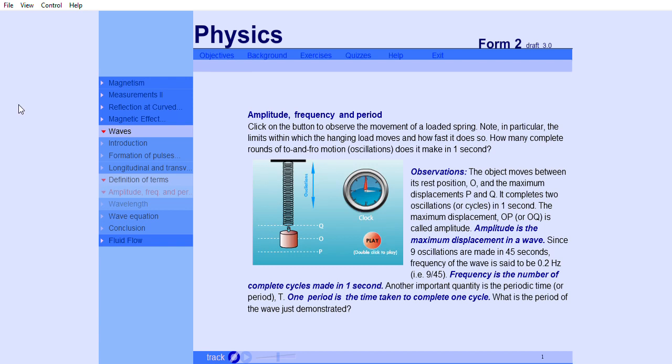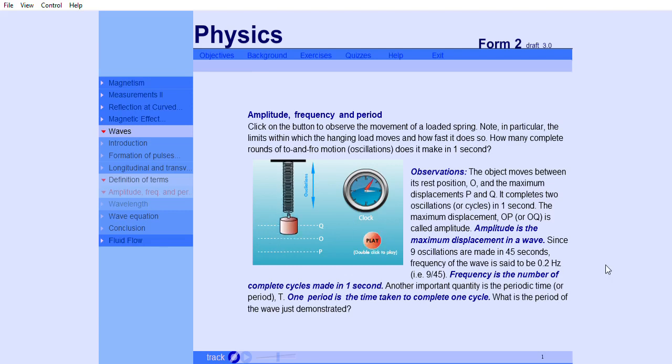Click on the button to observe the movement of a loaded spring. Note in particular the limits within which the hanging load moves and how fast it does so. How many complete rounds of to and from motion does it make in 1 second?